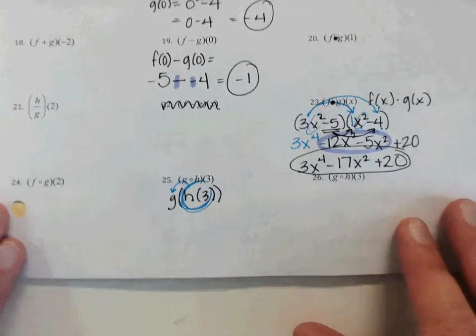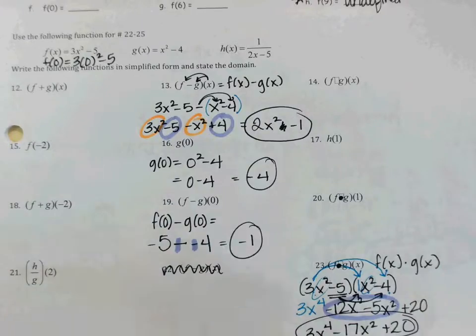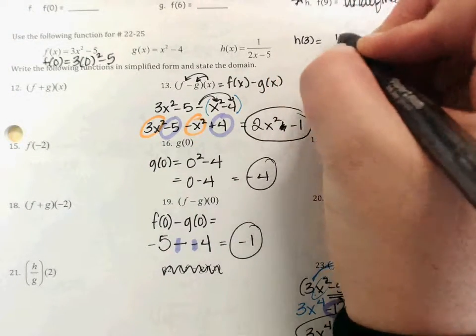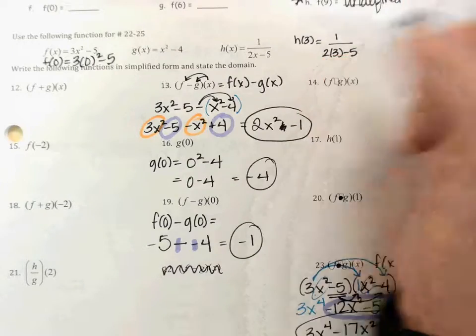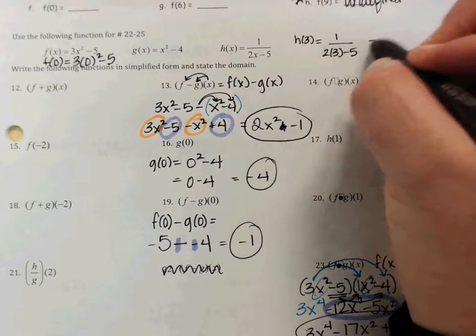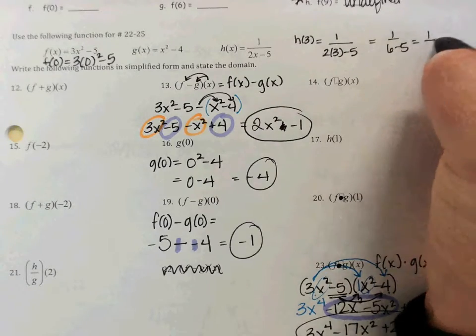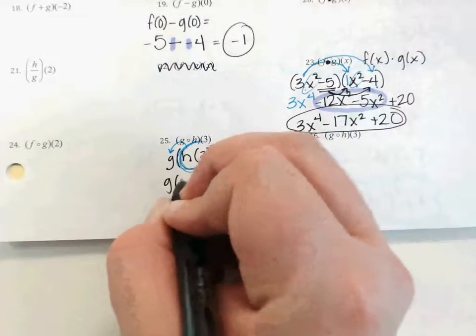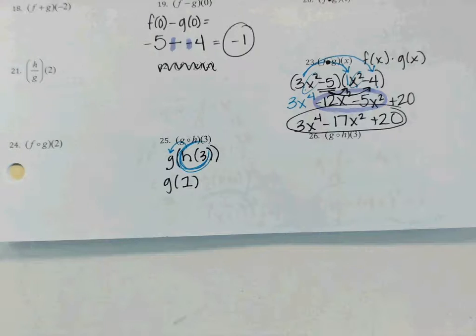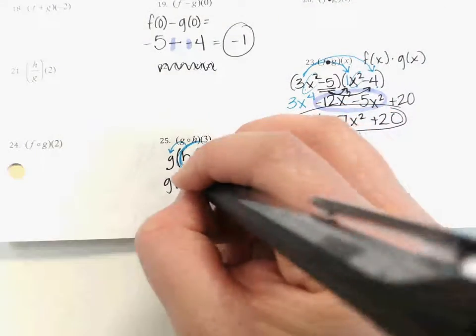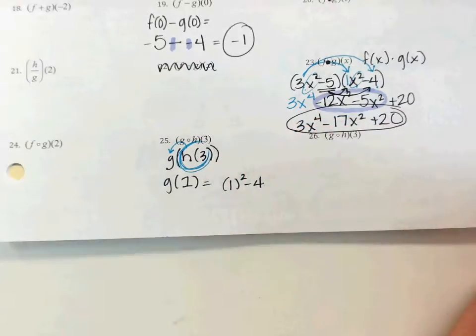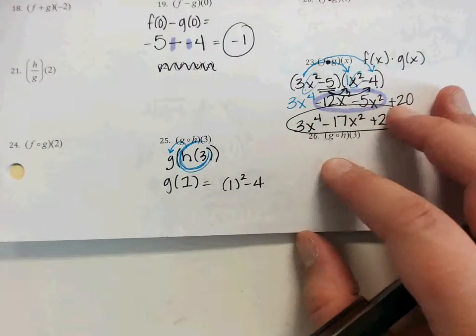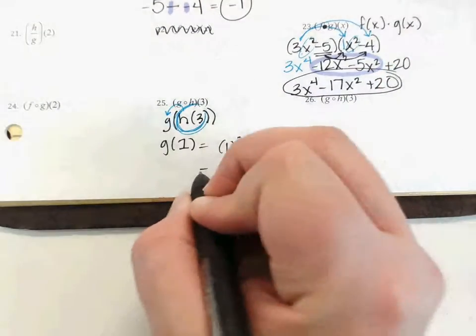Come up here to the top. H of 3, if I plug it in, it'd be 1 over 2 times 3 minus 5. What's 2 times 3? 6 minus 5. Then that just equals 1. 1 divided by 1, which is 1. So you plug 1 into g. So then I want g of 1. You find the middle function, plug into that one first, get your answer, and then that answer goes into the first function. So g of 1 would be 1 squared minus 4, which is 1 minus 4, which is negative 3.